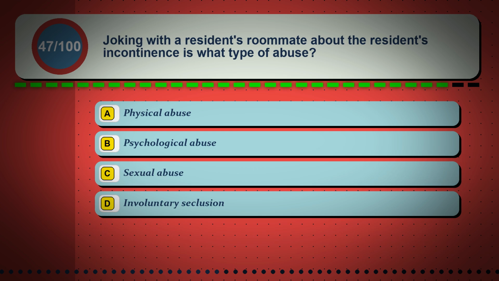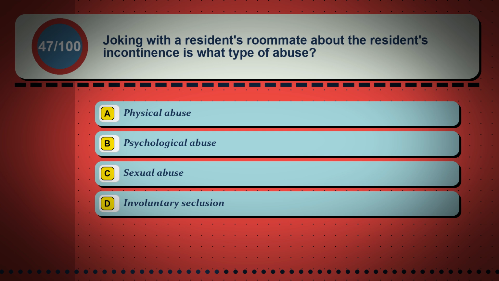Question 47. Joking with a resident's roommate about the resident's incontinence is what type of abuse? Option A. Physical abuse. Option B. Psychological abuse. Option C. Sexual abuse. Option D. Involuntary seclusion.